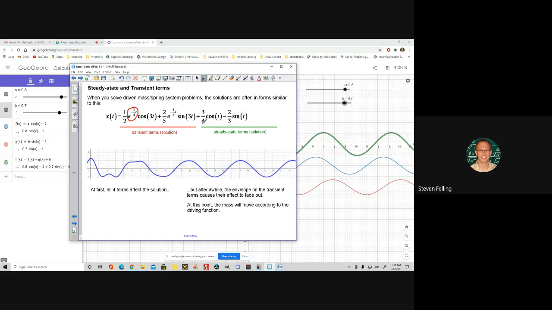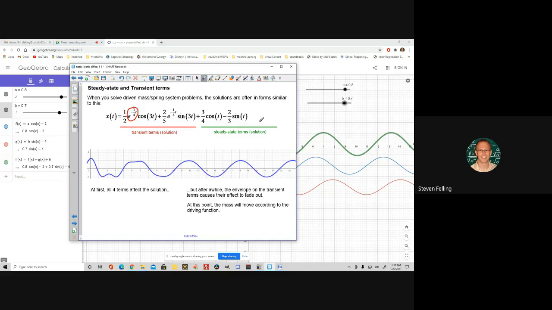And some of these terms will have exponentials with a negative constant times t, which means that as time goes on, eventually these terms drop out. They fade away. But some of the terms don't have that. They just continue to oscillate. So the terms that drop out are referred to as transient terms, or the transient solution. And the terms that stay there even after the transient terms have disappeared are called the steady state terms, or the steady state solution.